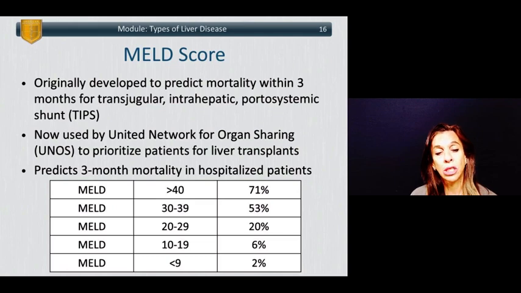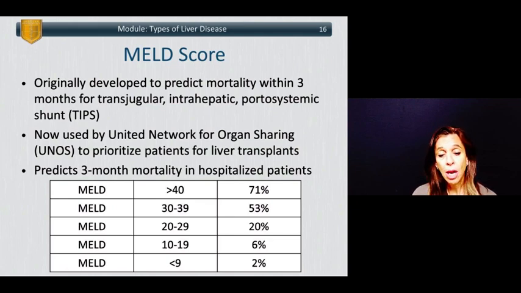The MELD score predicts 3-month mortality in hospitalized patients. A MELD score of greater than 40 carries about a 71% 3-month mortality. A MELD score of 30 to 39 carries a 53% risk. A MELD score of 20 to 29 is a 6% risk. A MELD score of less than 9, only about a 2% risk.